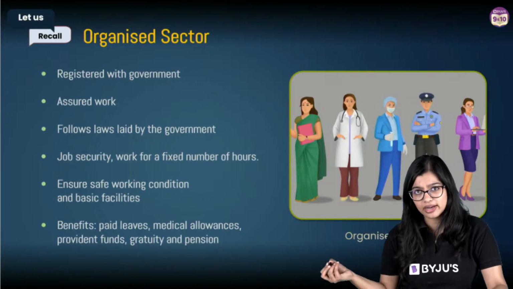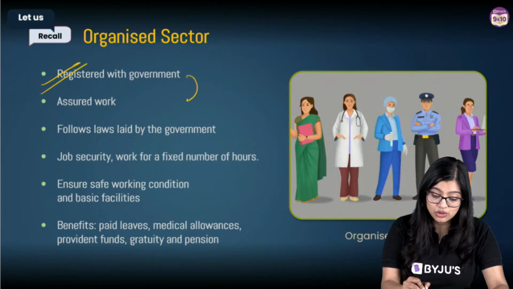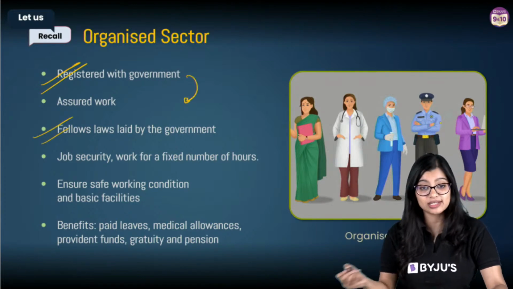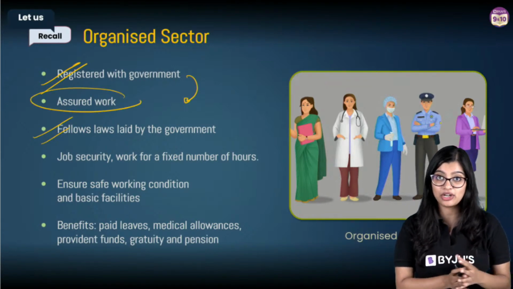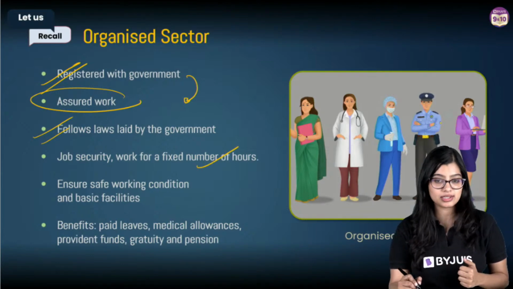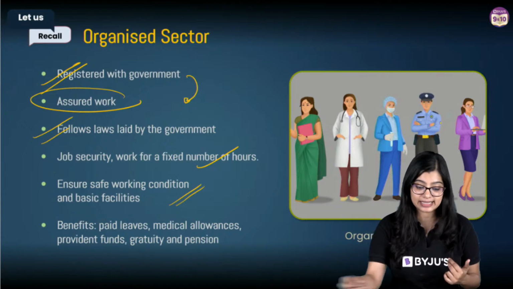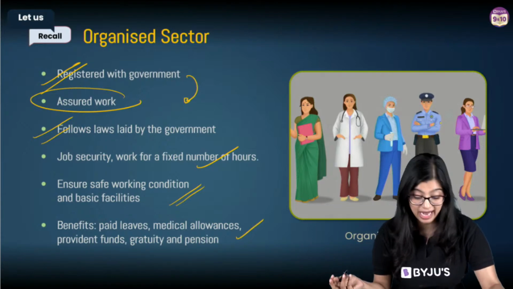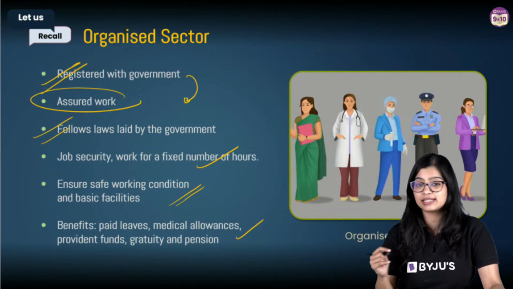So we know that an organized sector is a sector wherein the companies are registered with the government, which means that they have to follow laws that are laid by the government. Now we see that they have job security and their work is assured, and they work for a fixed number of hours. They have basic working facilities, and benefits like paid leaves, medical allowances, provident funds, pensions, and all of that.